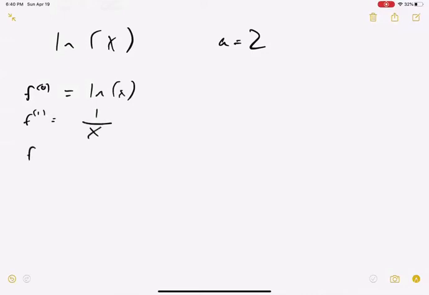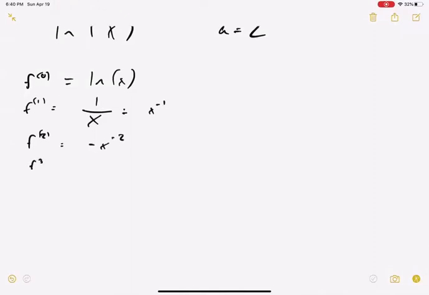Okay, what's the second derivative? Maybe it will help to say that 1 over x is x to the negative 1. Second derivative, negative x to the negative 2. Third derivative, 2x to the negative 3. Fourth derivative, negative 6x to the negative 4. Fifth derivative, positive 24x to the negative 5. Okay, so that should be enough.